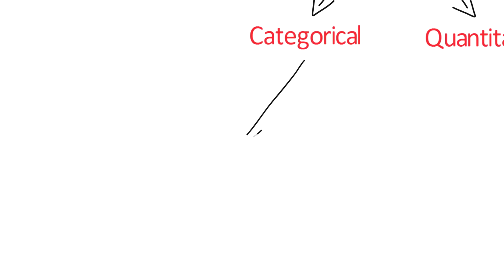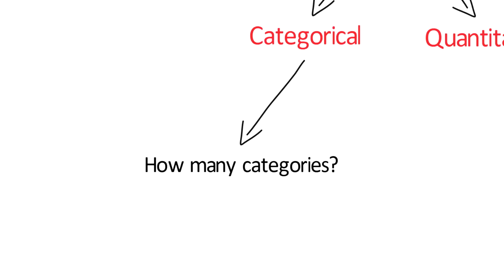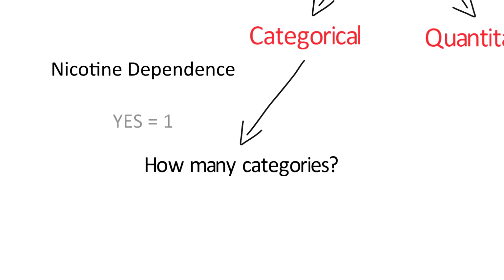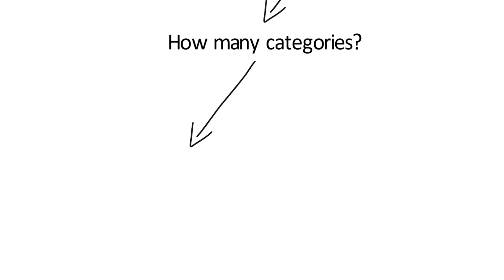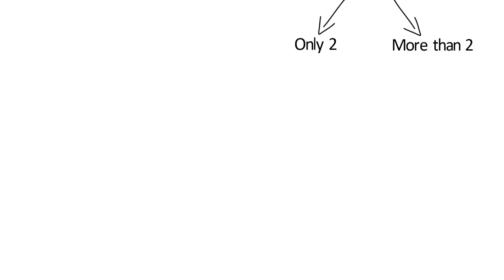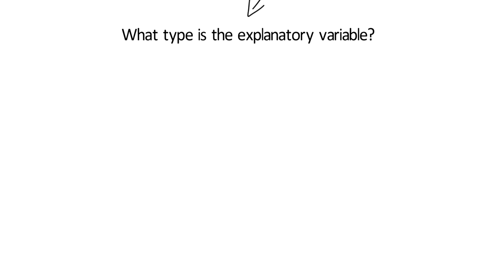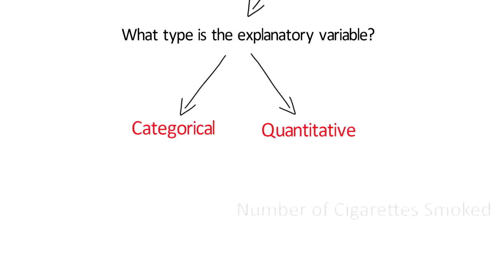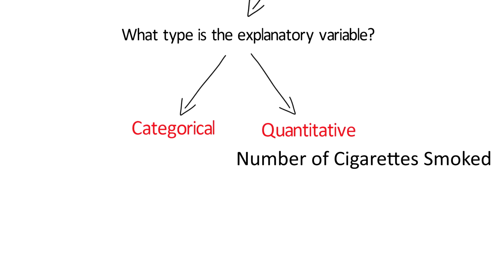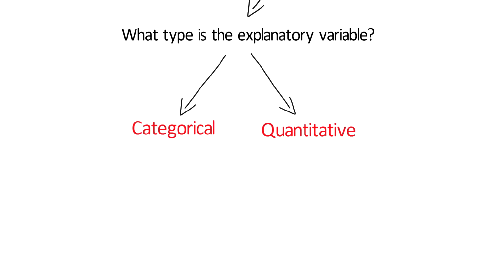Next, we need to determine how many categories are in this response variable. Since nicotine dependence is coded 1 for yes or present and 0 for no or absent, we have 2 categories in the response variable. The next question to ask is, what type is the explanatory variable? The explanatory or independent variable is number of cigarettes smoked per month. As we saw in the demonstration of histograms, this is a quantitative variable.